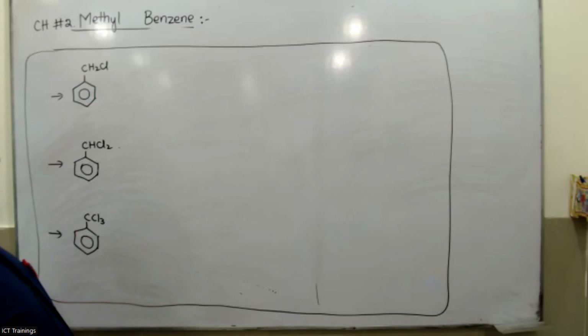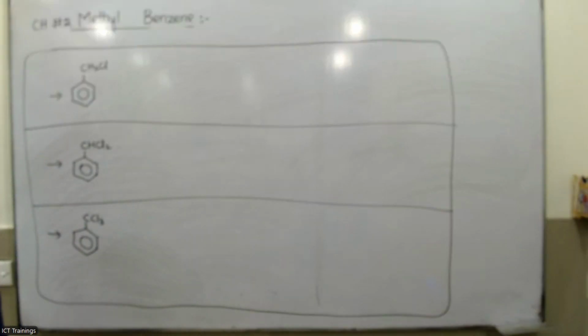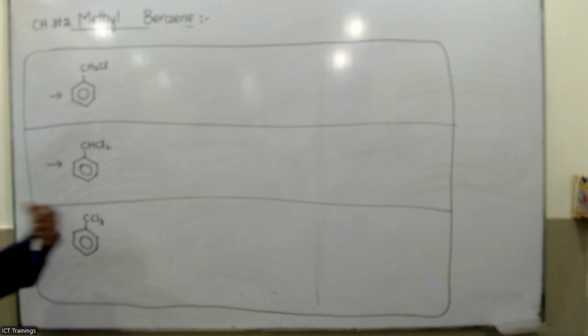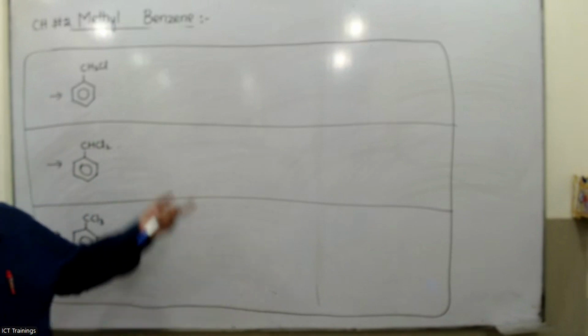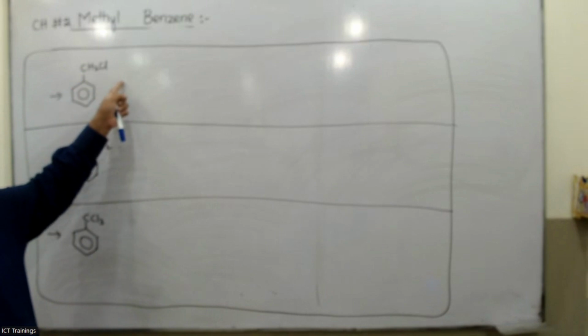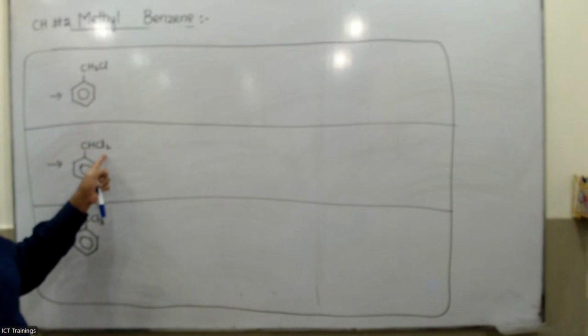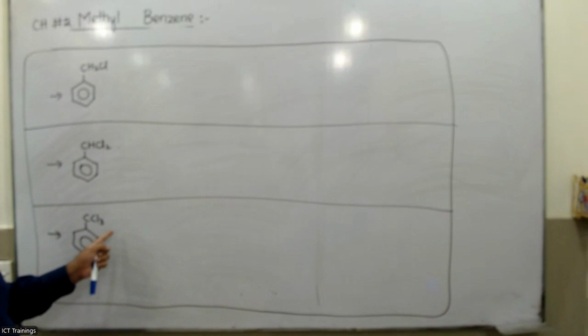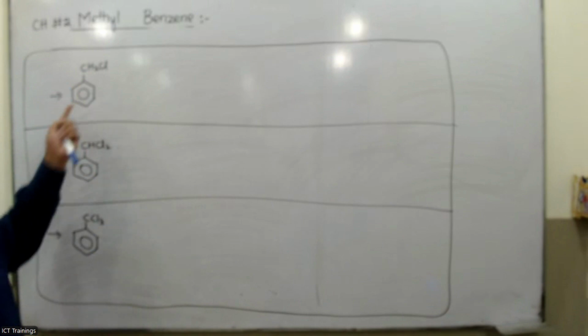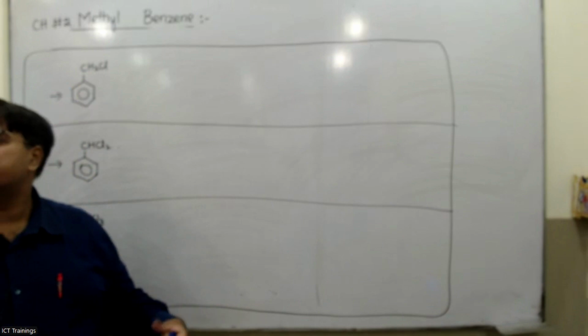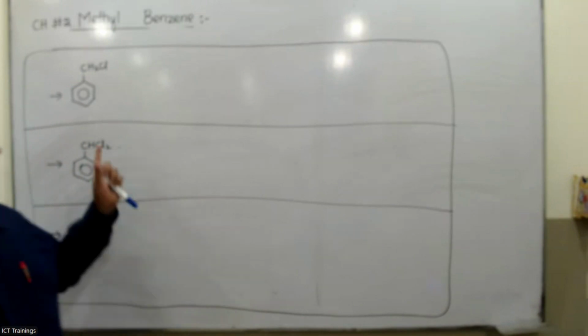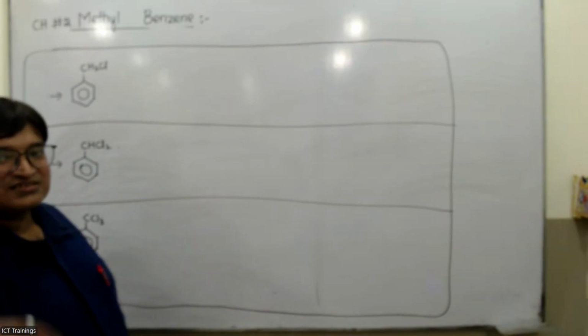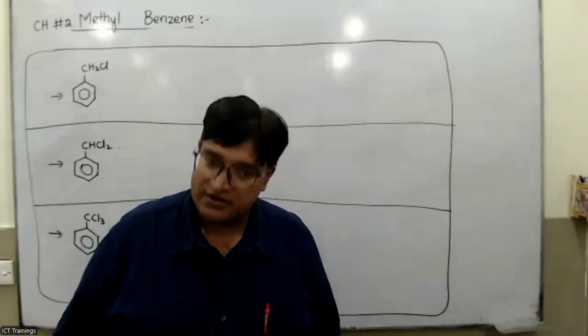Okay, my dear students, now everybody just listen. These are the three products of free radical substitution. One hydrogen is replaced by chlorine. Two hydrogens are replaced by chlorine. Three hydrogens are replaced by chlorine. So these three products are produced in free radical substitution. Now this is with respect to your A1.